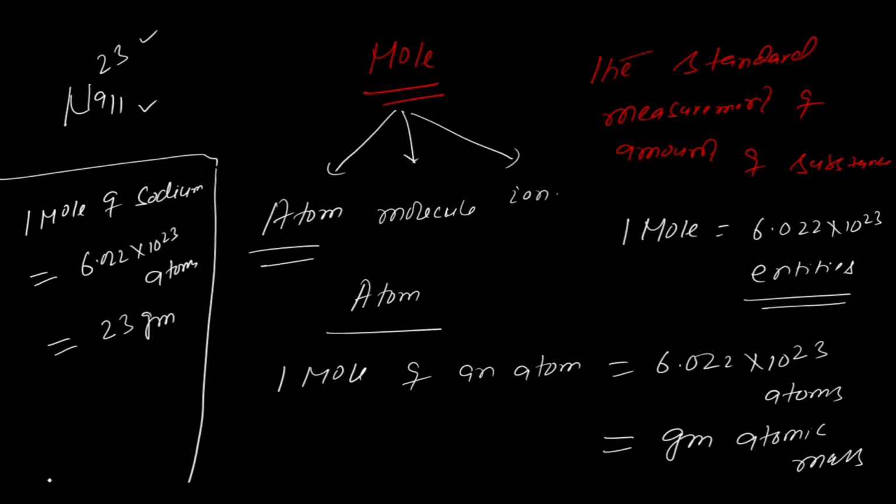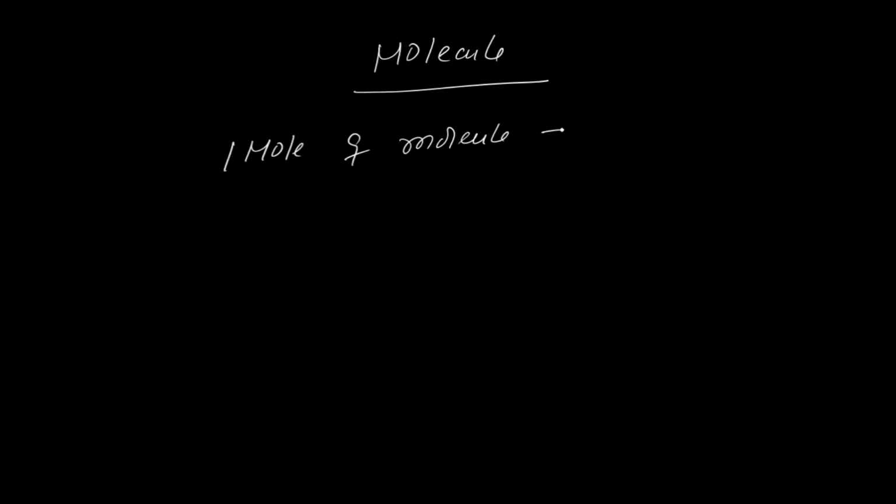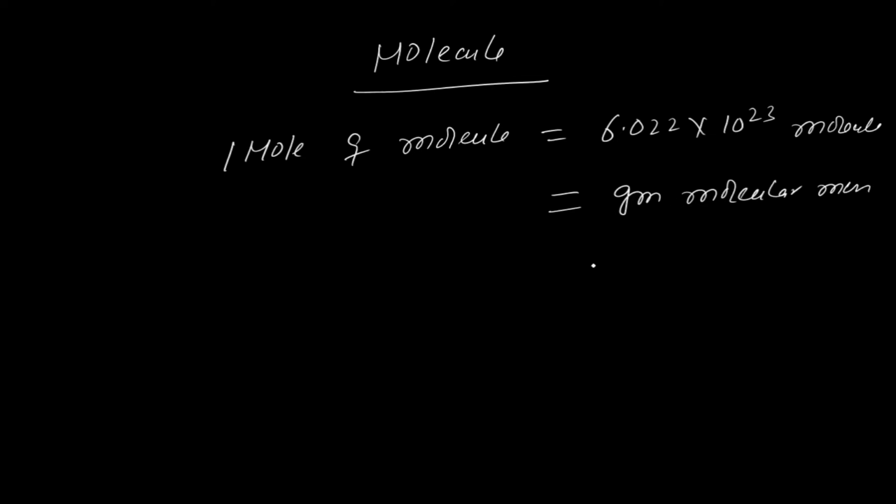Now when we discuss a molecule, 1 mole of molecule is equal to 6.022 into 10 power 23 molecules, or it can be written as gram molecular mass, or we can write 22.4 liter by volume.